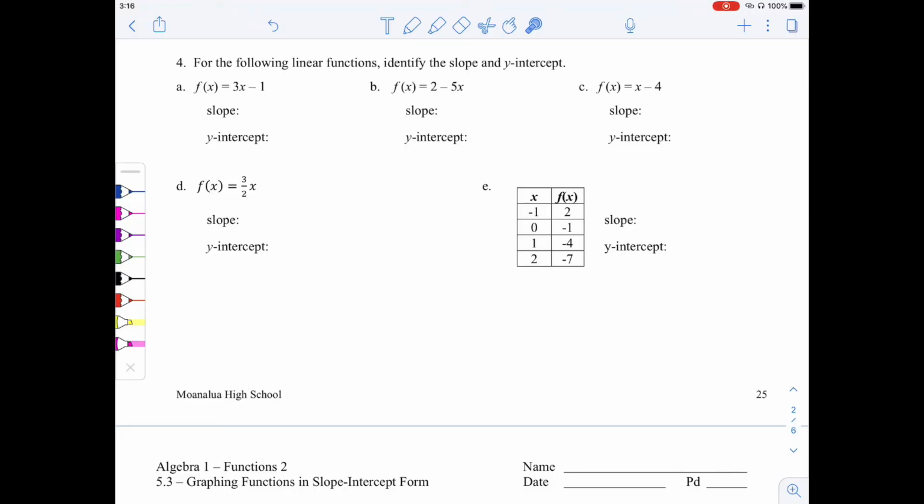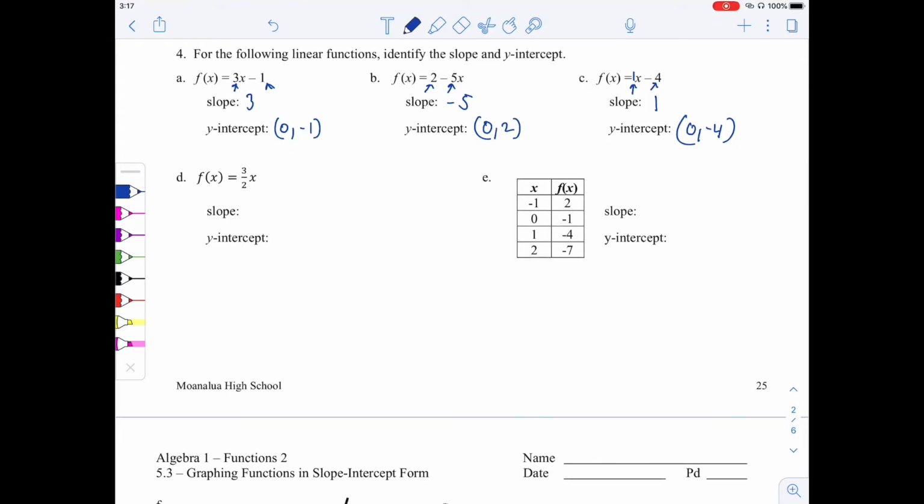Okay, so number 4, automatic. We can just look at it. The slope right there is 3. The y-intercept right there is 0, negative 1. So that's a negative 1, take the negative. Okay, for B, we look for the x value, whatever's next to the x, that's negative 5. So slope is negative 5, and our y-intercept is 2, so 0, 2. Just keep that in mind: whatever's next to the variable, that's your slope. And for this one, there's no number in front of x, but it's just a 1, because it's 1x. So our slope is 1. Our y-intercept is negative 4, so 0, negative 4 is our y-intercept.